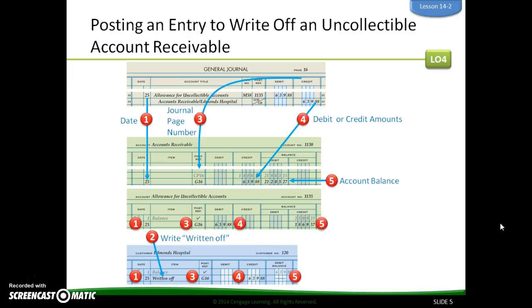We have reduced the amount of accounts receivable, so we're going to credit accounts receivable for that $639.88.